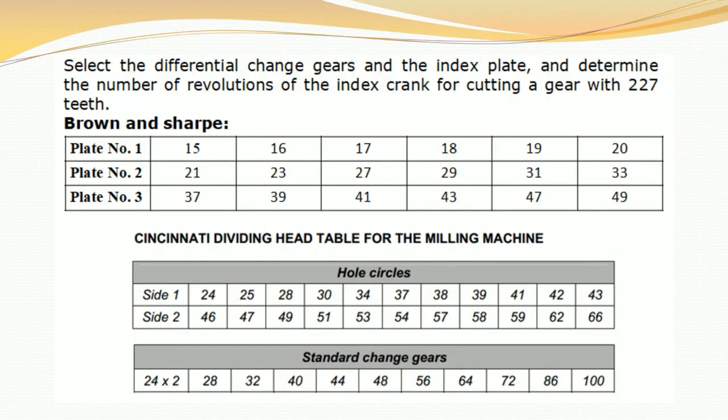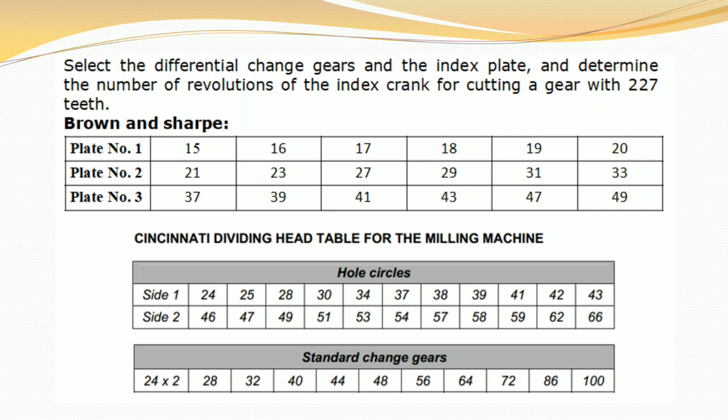Select the differential change gears and the index plate and determine the number of revolutions of the index crank for cutting a gear with 227 teeth. Brown and Sharpe plates: Plate number 1: 15, 16, 17, 18, 19 and 20. Plate number 2: 21, 23, 27, 29, 31 and 33. Plate number 3: 37, 39, 41, 43, 47 and 49.